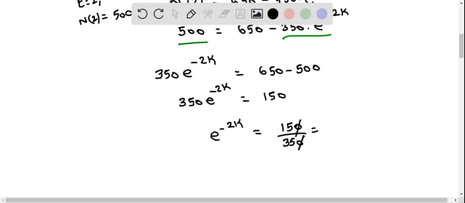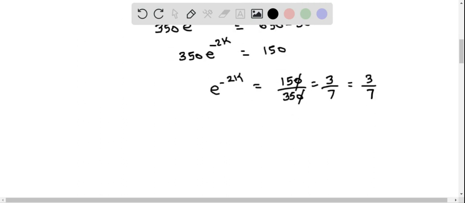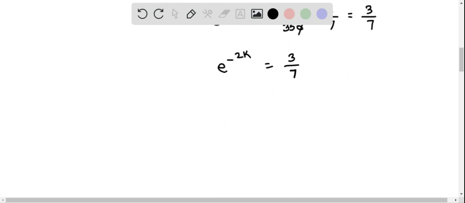We can cancel the trailing zeros. This is 3 fifths and 7 fifths, so it basically reduces to the fraction 3 over 7. So we have the equation e raised to the power of negative 2k equals 3 sevenths. Now to solve for k, we have to take a natural logarithm on both sides. So we apply natural logarithm.